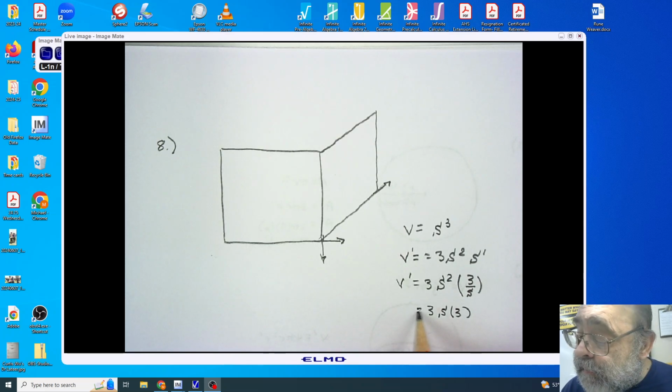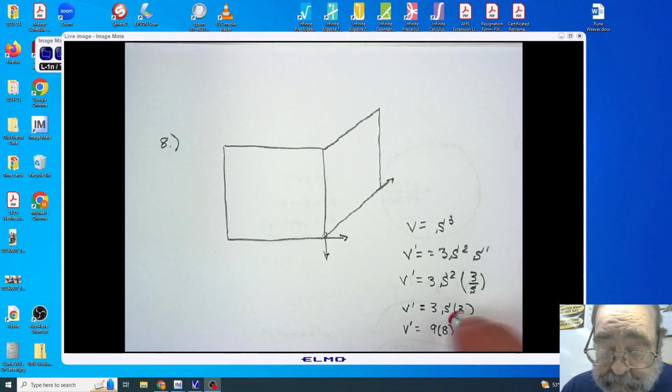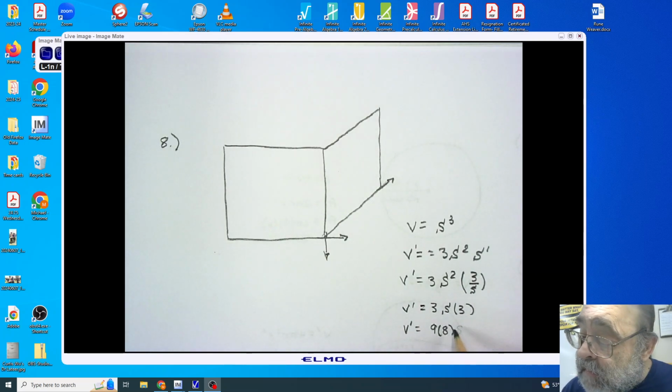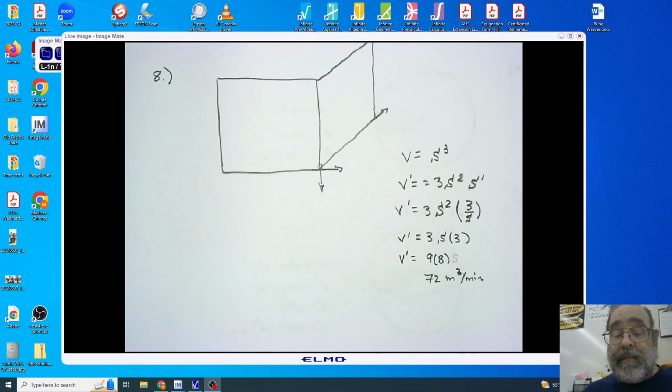8 meters. So our v prime is going to have to be 9 times 8. And that should give me 72. And this would be meters squared. Let's just make sure, meters cubed. And it is, do they tell me how fast? Per minute. Per minute. And that gives me number 8.